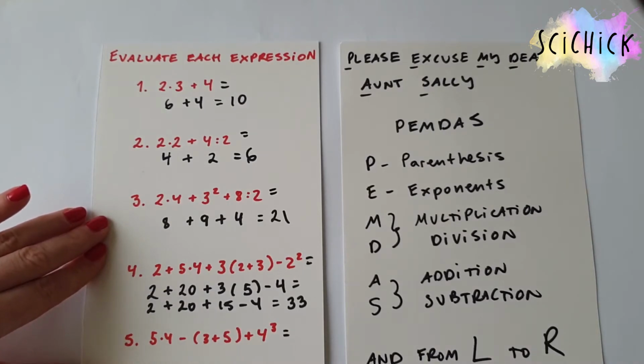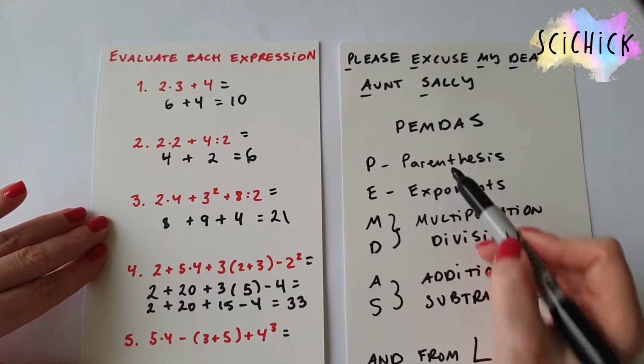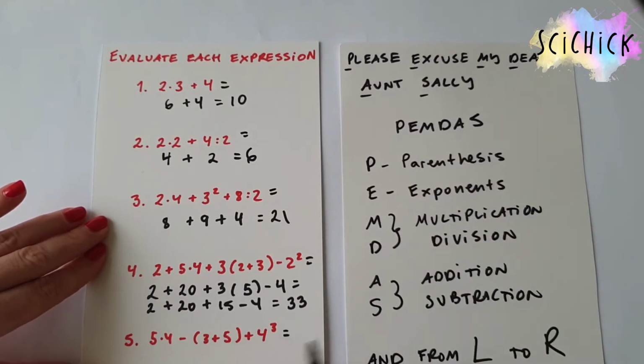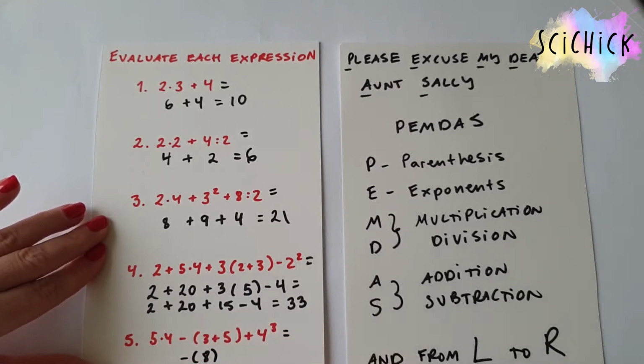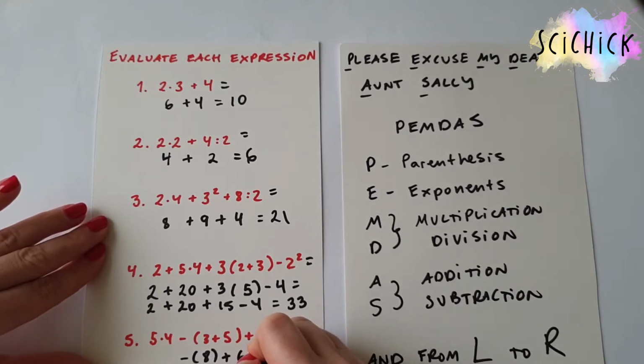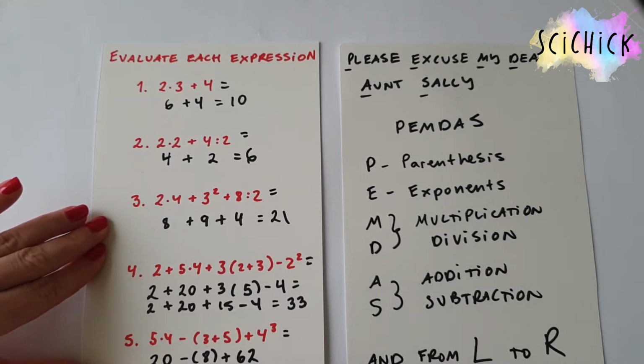Now, okay. Parentheses. Yes, but that's a plus, and there's no multiplication in front of it. So I'm just going to take it down anyway. I'm just going to do it like this, just so we keep doing it the same way. Exponents. Yes. So 4 times 4 is what? 16. And 4 times 16 is what? 64. And then this guy, that's a 20. 5 times 4 is 20. So I have 20 minus 8, which is 12, plus 64, which is 76.